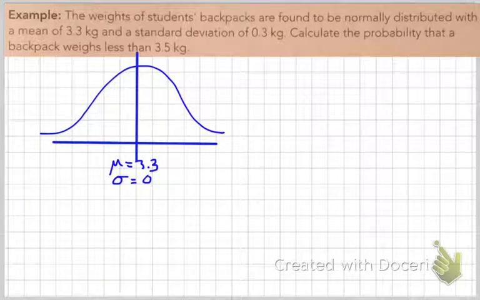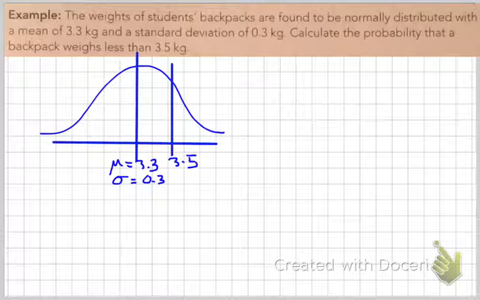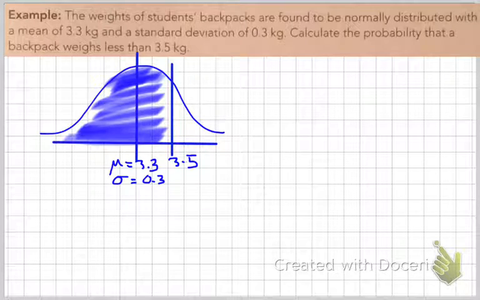Okay. So we've got our mean of 3.3 and our standard deviation of 0.3. What we want to do now is, it's asked us to calculate the probability that the backpack weighs less than 3.5. So I'm going to locate 3.5 on my number line, which is above that mean of 3.3. And you can see that's where I've put the second line. And I want to find the area below that because it's talking about weighing less than 3.5. So we're looking at the area below.